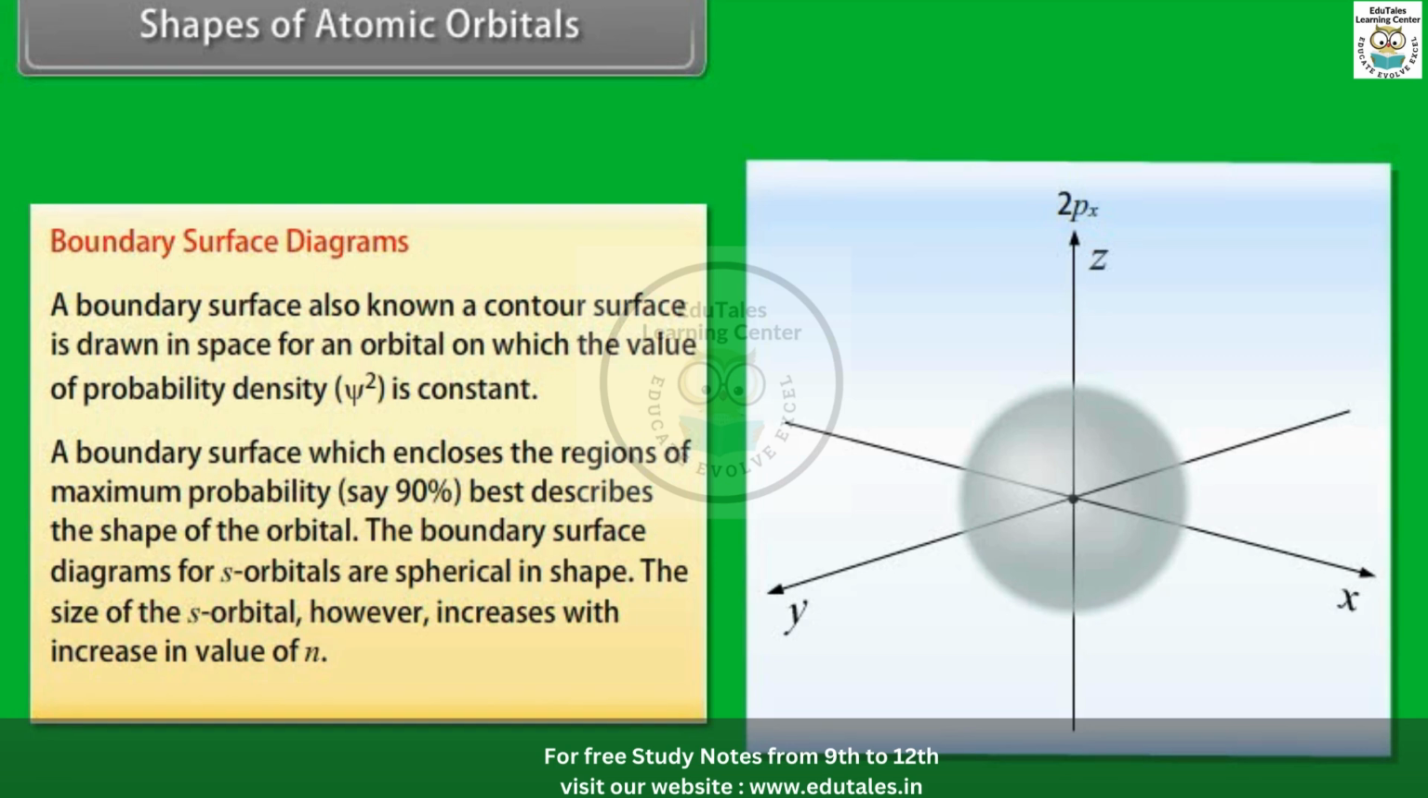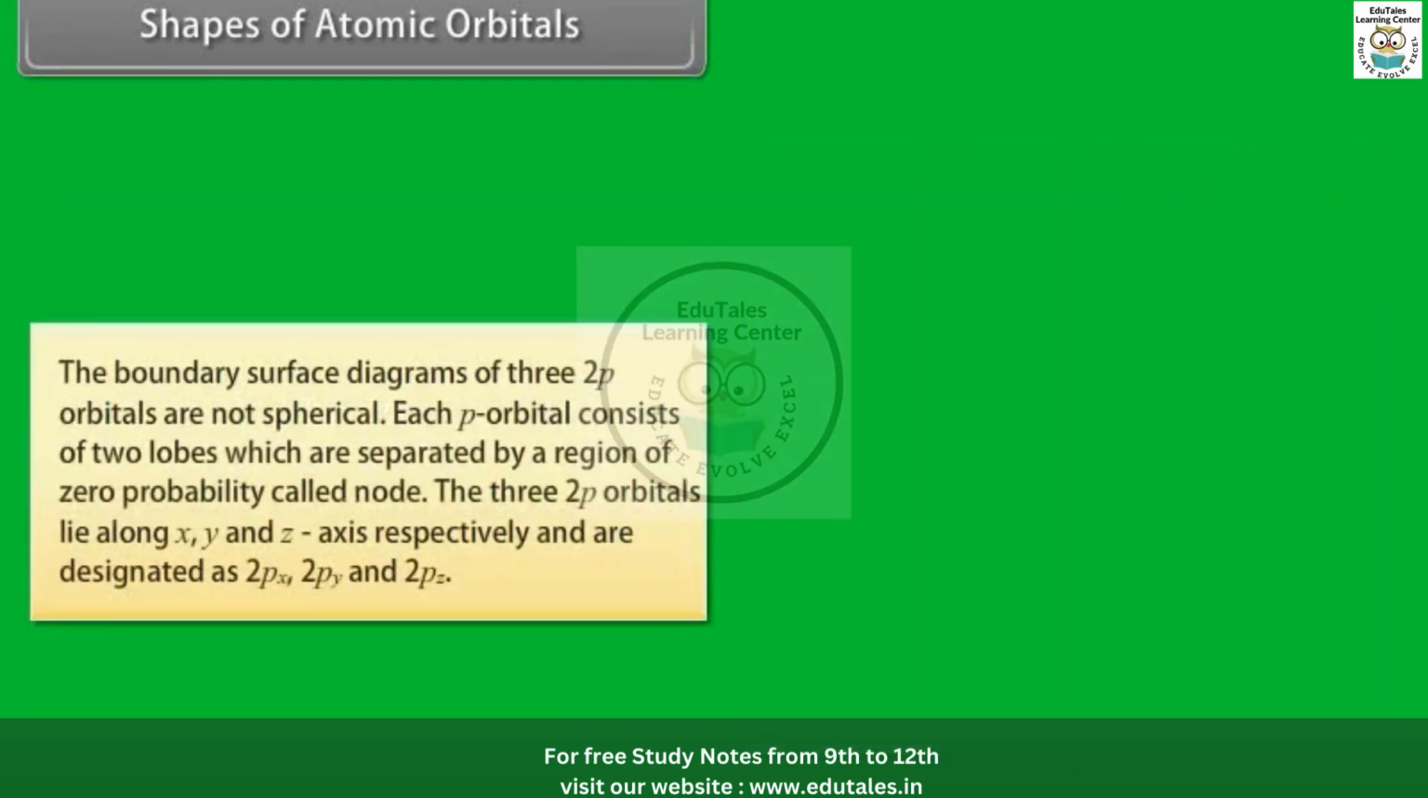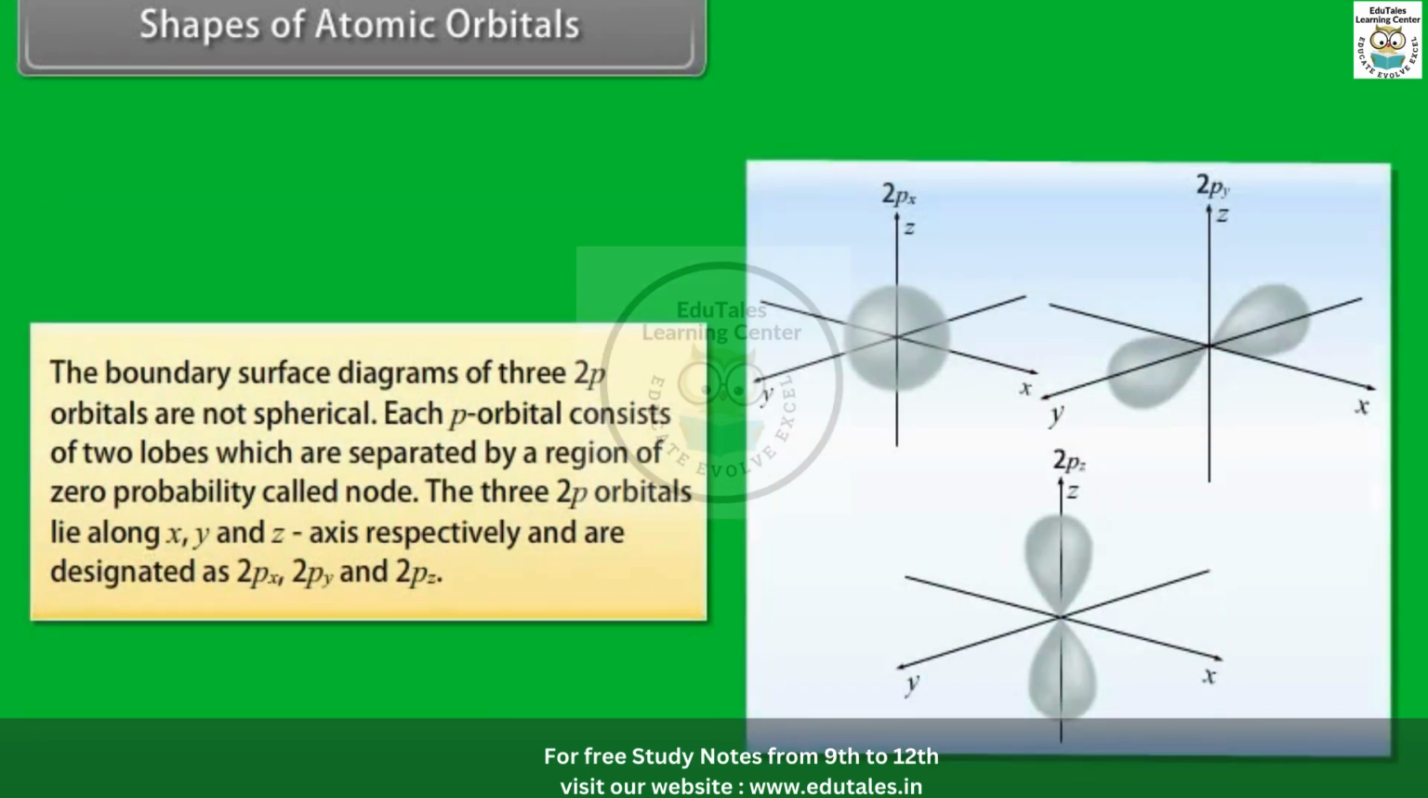The boundary surface diagrams for s orbitals are spherical in shape. The size of the s orbital, however, increases with increase in value of n. The boundary surface diagrams of the three 2p orbitals are not spherical. Each p orbital consists of two lobes which are separated by a region of zero probability called a node. The three 2p orbitals lie along the x, y and z axes respectively and are designated as 2px, 2py and 2pz.